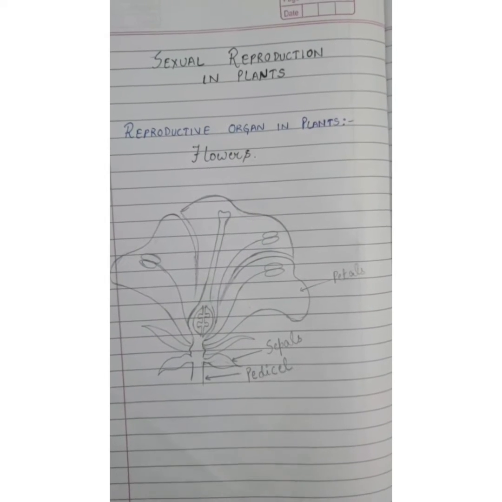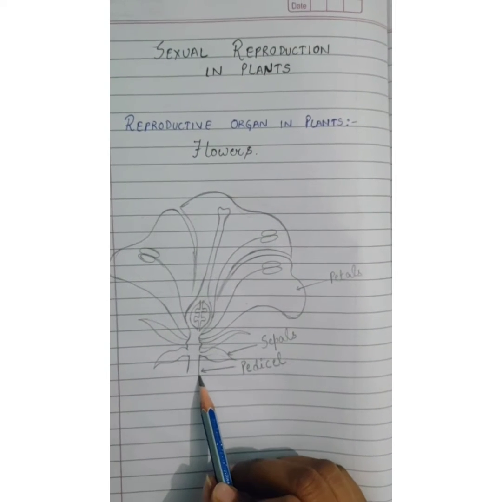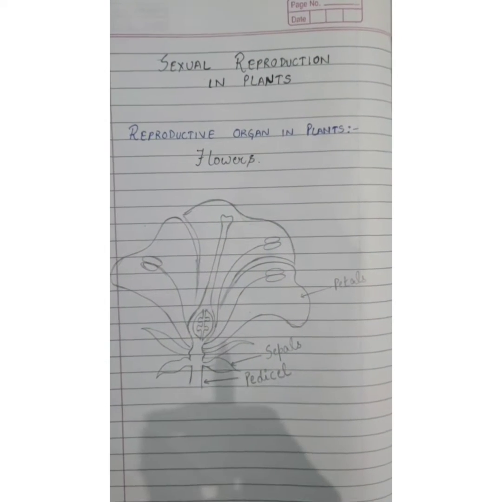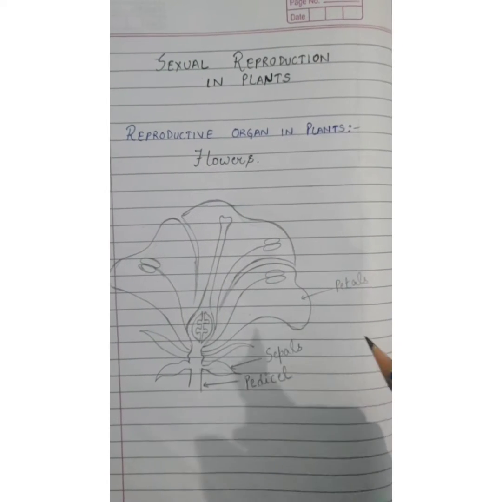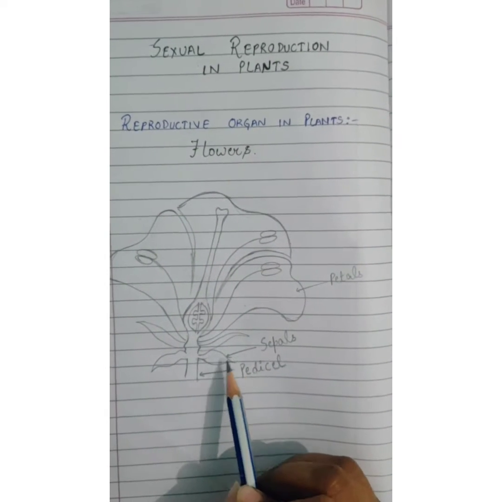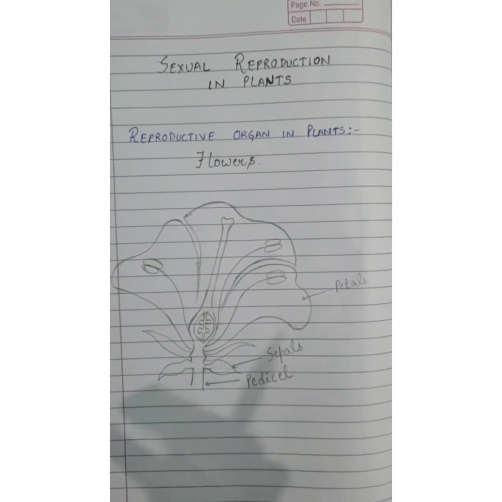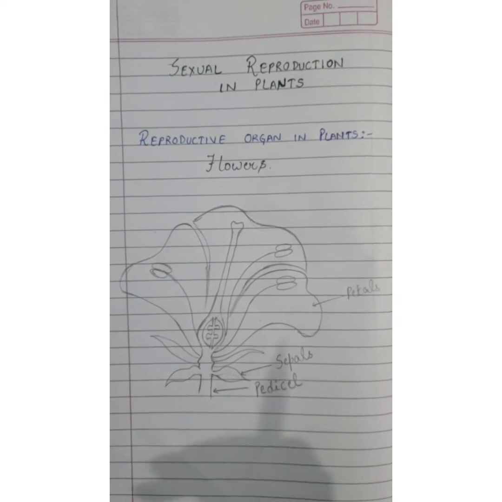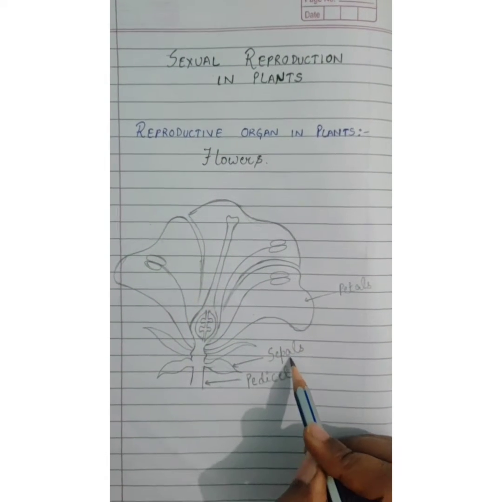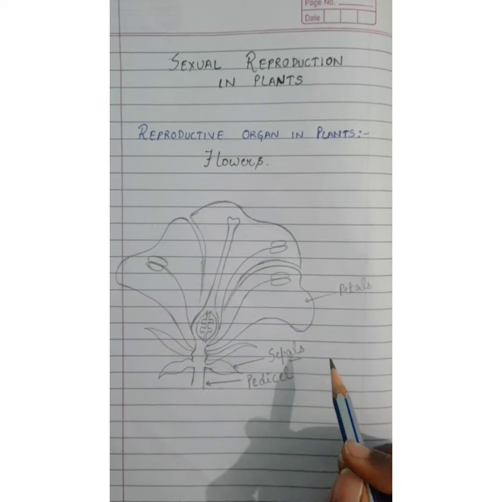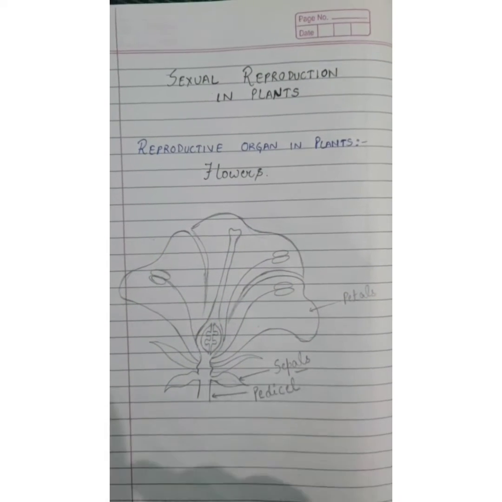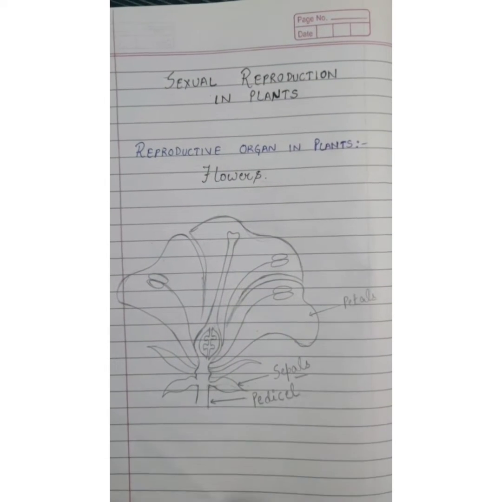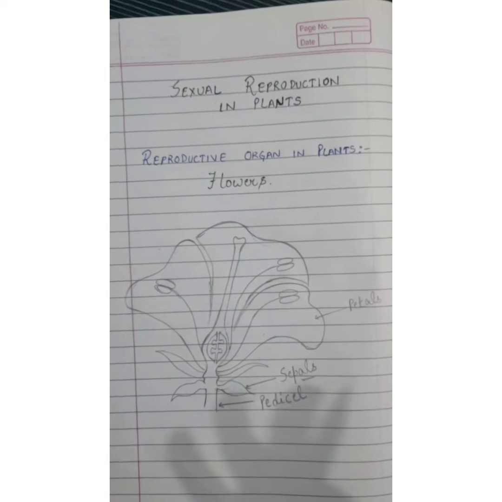For holding any flower, there is a thin, stalk-like structure which is known as pedicel. We hold any flower with its pedicel. After the pedicel, there are tiny green colored leaves that enclose the buds or hold all the petals together. These tiny green colored leaves are known as sepals. S-E-P-A-L-S, sepals.